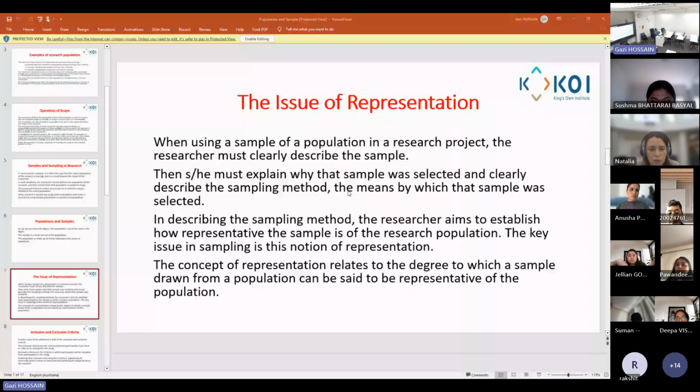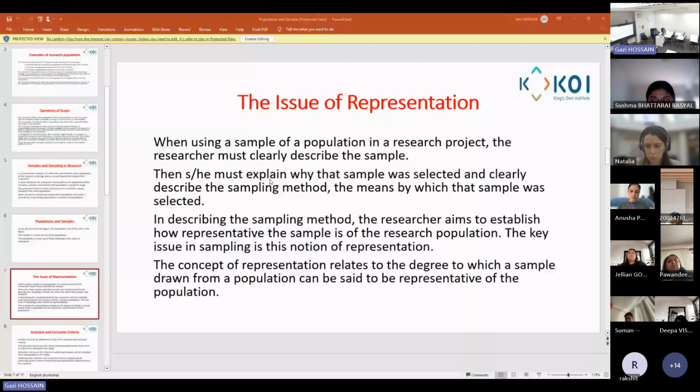So we can see the issue can come from different areas. If we do not clearly describe the sample, there can be an issue. If we do not explain why that sample was selected, it can be an issue. If we do not mention the sampling method and sampling way or means, it can also be an issue. So the issue can come from these areas.